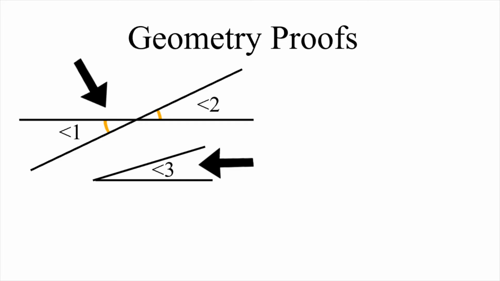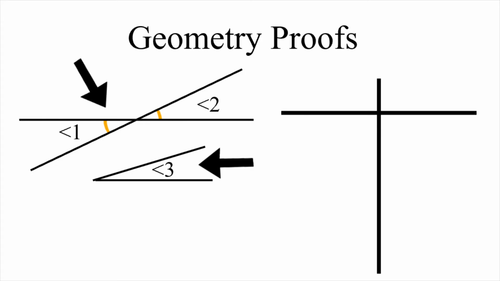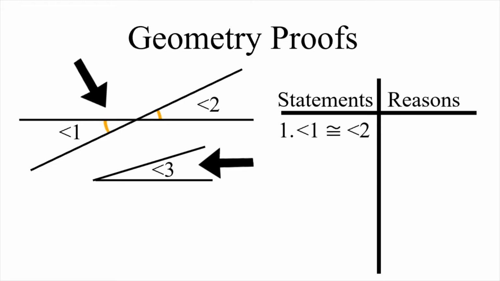So we can put up a t-chart, which is where we put our two-column proof, and let's come up with the first statement. So what do we know about this? What do we know about this diagram? What are we given? So the first thing that we are given is that angle 1 is congruent to angle 2. So we can write that down. Okay? And that's all we're given, and we want to prove that angle 1 is congruent to angle 3.